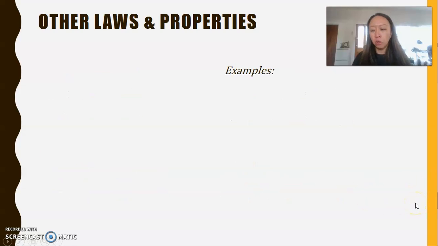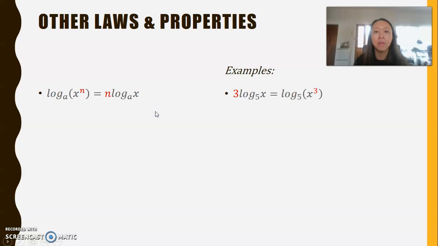Other than the two laws mentioned just now, there are other laws that we have to know to be able to solve questions, equations or problems related to log. Another law that we have to know is log a x power n. We can bring the exponent down to become n log a x. For example, 3 log 5 x is equivalent to log 5 x power 3.